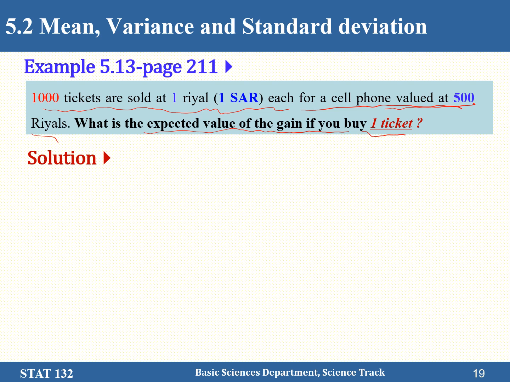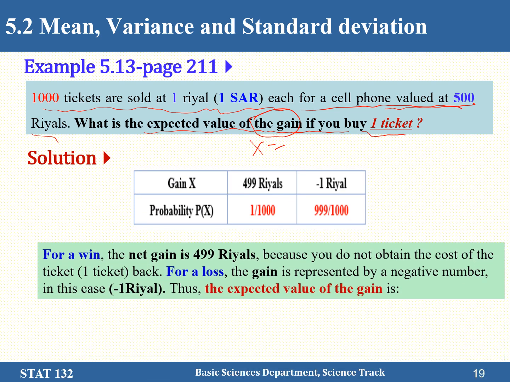So in this case, the gain is our random variable here. This x, x is the gain here. So we have to write a probability distribution for the gain. Now, the gain will take two values. Either we lose or we win. So in the case of winning, we will get 499 rials because we spent already 1 rial for the ticket.